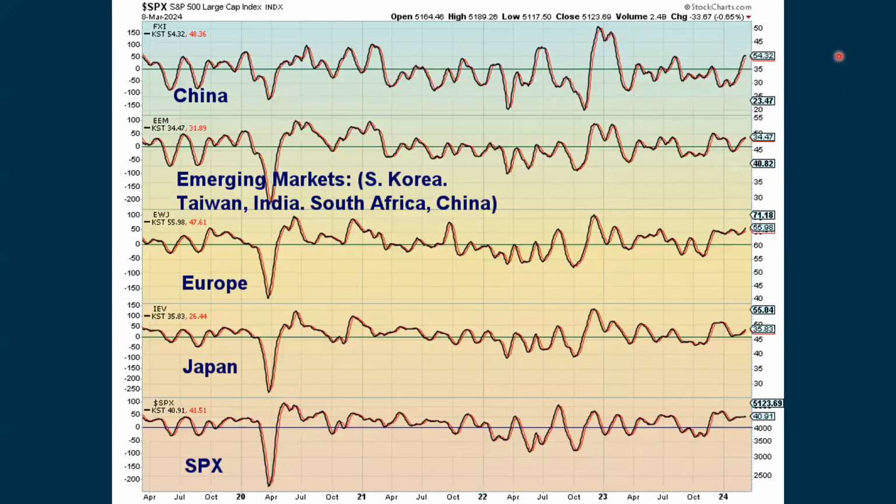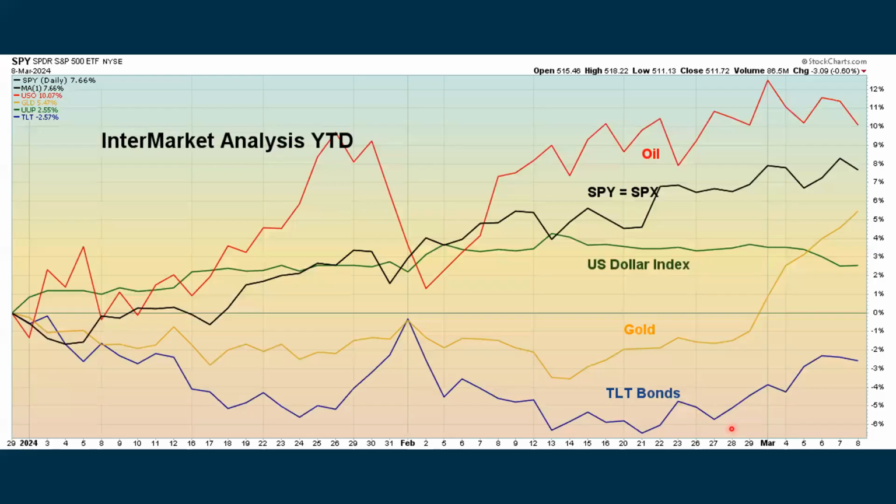Then we look internationally, where China is in an uptrend, but maybe rolling over. Emerging markets have also been in an uptrend. Europe's in an uptrend. Japan's in an uptrend. And we're pretty much flat, but we have been in an uptrend here in the US as well.